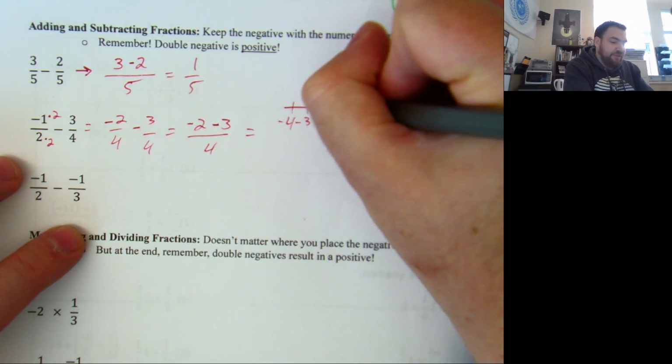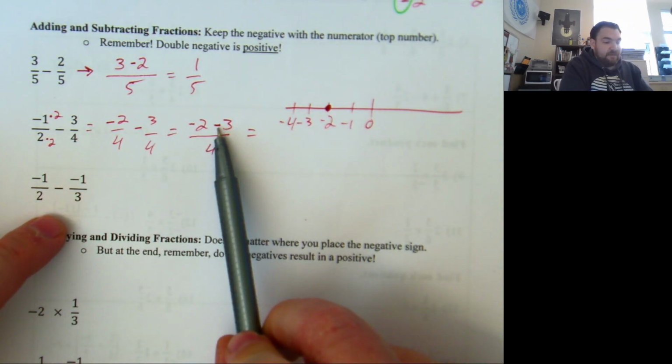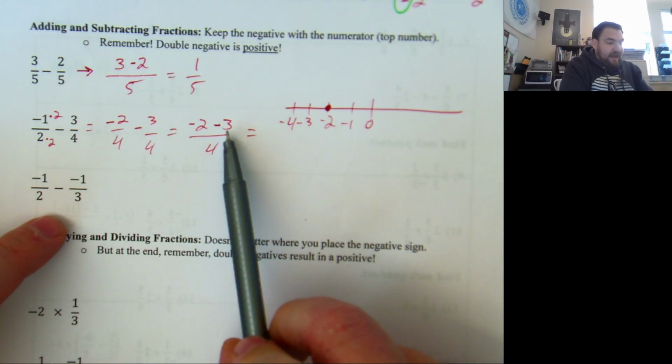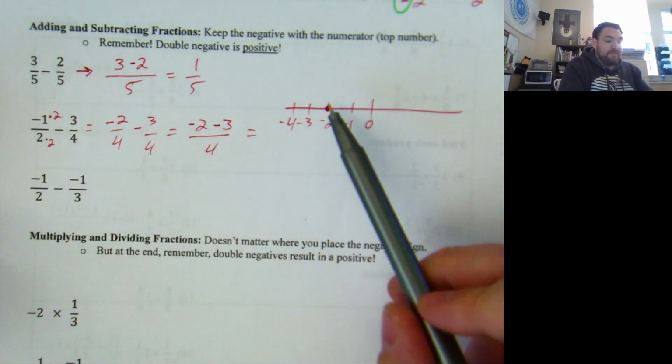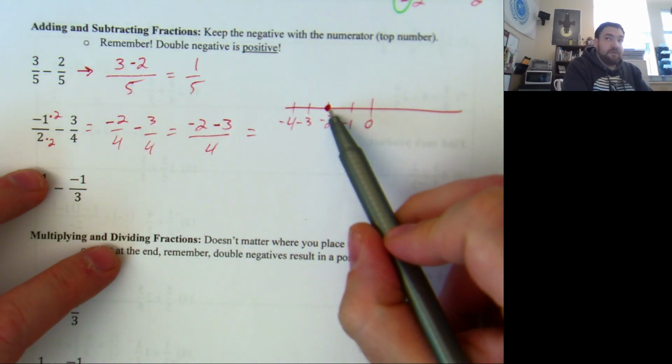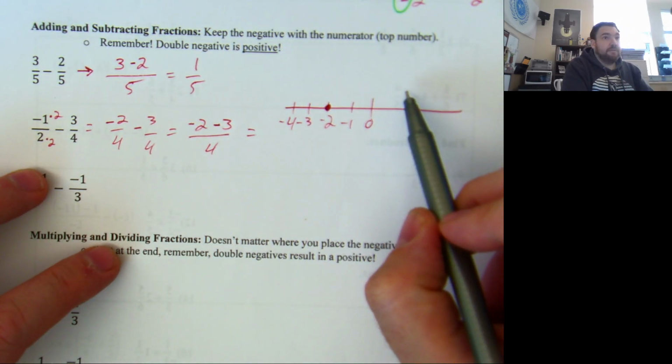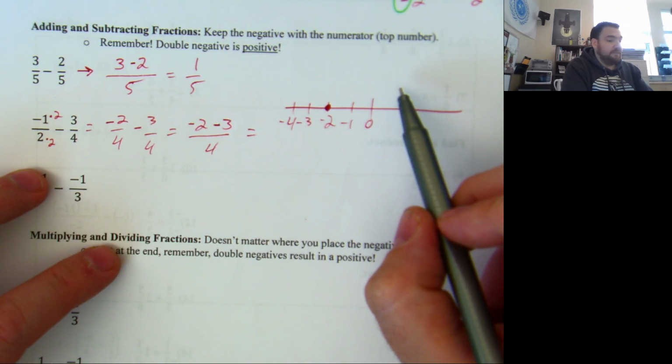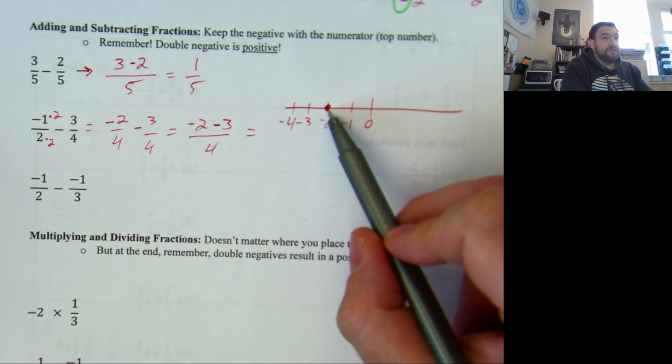I'm here at -2, and I'm subtracting a +3. So which way am I moving on this number line? Left or right? Is it going to be getting more negative, or is it going to get positive?